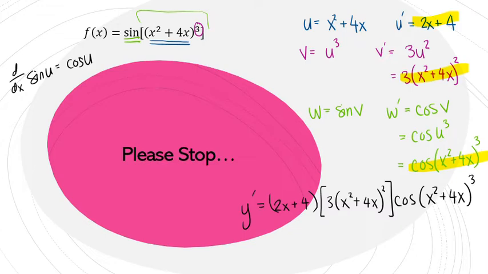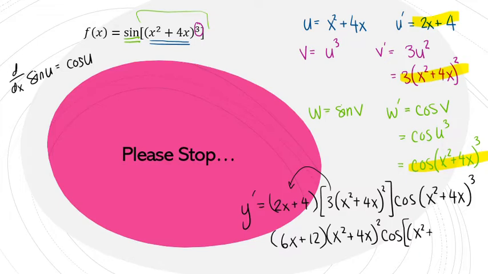Let's move stuff around. I'm going to bring that 3 out. Maybe I'll multiply it into the 2x plus 4. So I'm going to get 6x plus 12 onto x squared plus 4x to the power of 2 onto cos of, and I'll be a little more careful here, x squared plus 4x cubed. All right, here's our original function. Here's our derivative, much, much grosser.